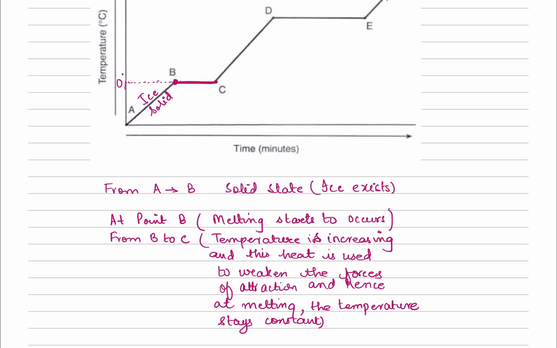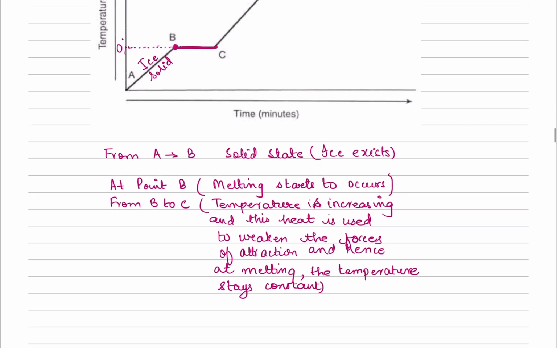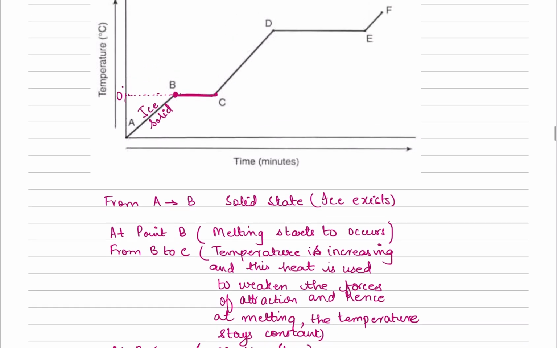But once at C, melting stops. At point C, melting stops, because all the ice has been melted at point C. So from B to C, you would see both solid and liquid. From B to C, you would see ice and water both.